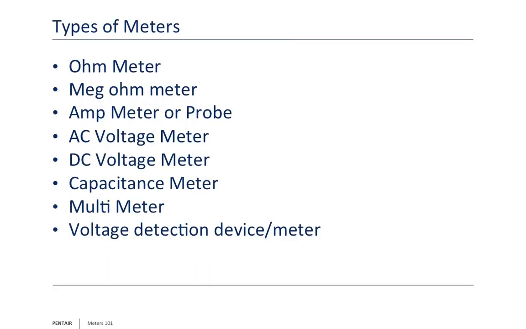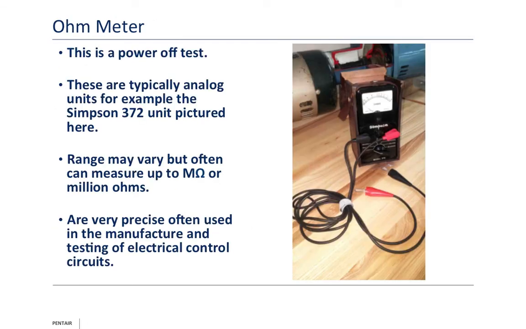Different types of meters we'll cover are the ohm-meter, the meg-ohm-meter, an amp-meter versus the probe, an AC meter, a DC meter, capacitance meters, multimeters, and also voltage detection devices, or use of a meter when measuring ground. This one here, I'm sure many of us that have been in the industry have lived and died by the good old Simpson 372. It's a great meter. It measures basic ground, and it's very reliable. It measures up to 20 million ohms.